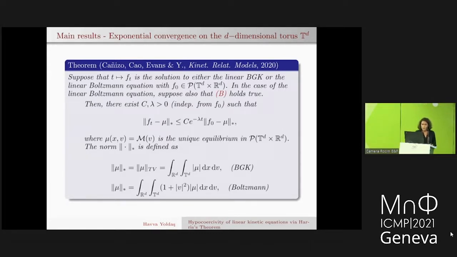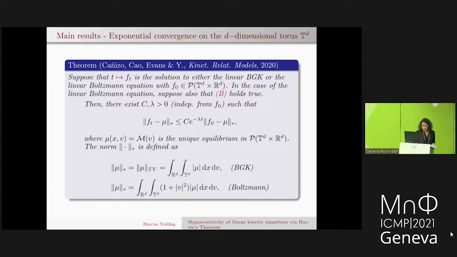In this case, we show that there is a unique equilibrium probability distribution, and the solutions to these equations converge to this equilibrium exponentially. The shape of the unique equilibrium is very well known in this case and studied also. It's given by the Maxwellian velocity distribution. And the convergence in the BGK case is given in the total variation distance, and in the linear Boltzmann case it is the weighted total variation distance, where the weight is a function of velocity.